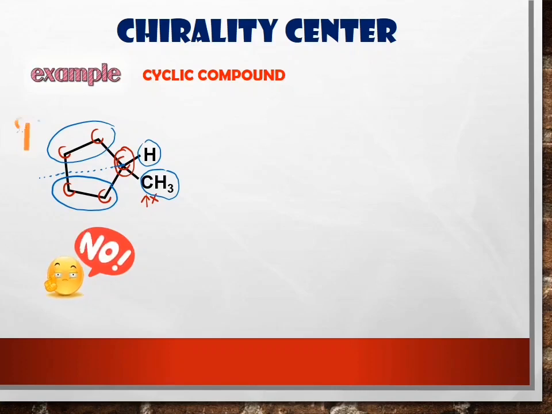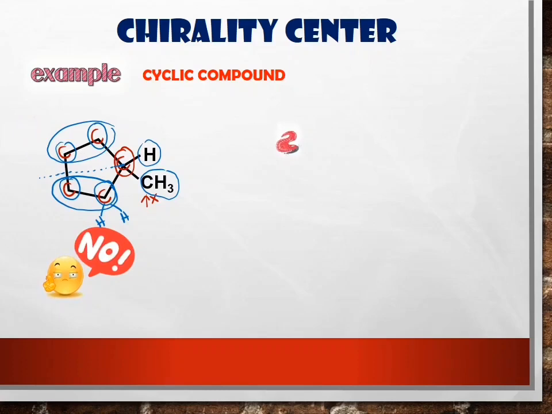And for this carbon, 1, 2, 3, and 4 carbons here, these are not chiral carbons because each carbon here is bonded to 2 hydrogen atoms here. So no chiral carbon for the first compound.